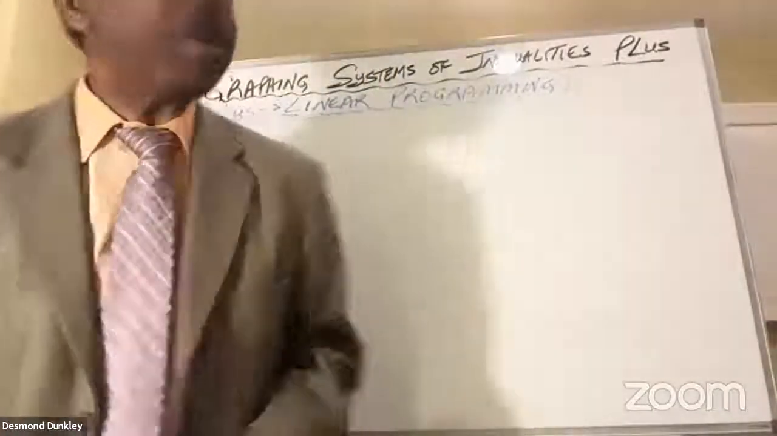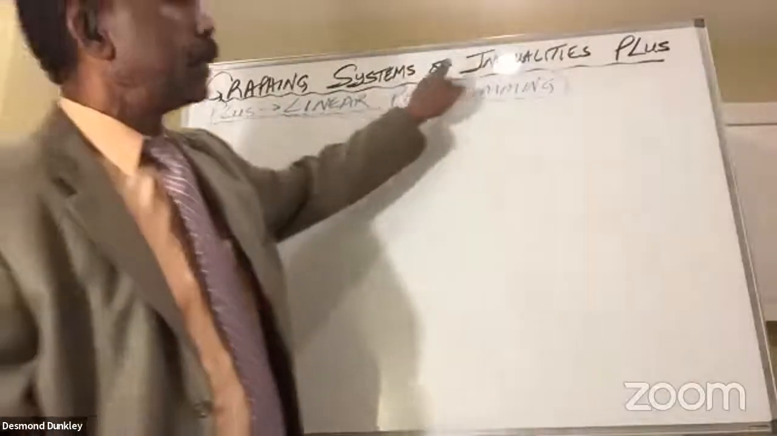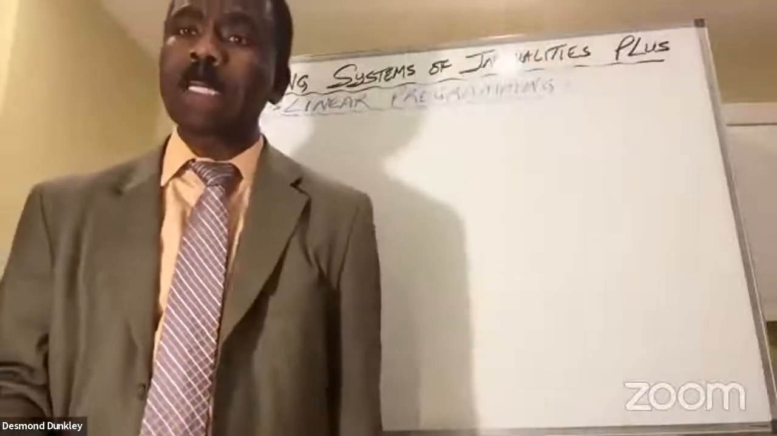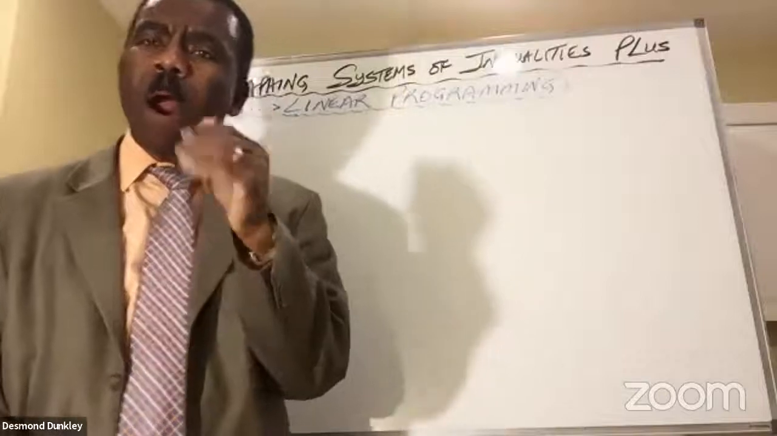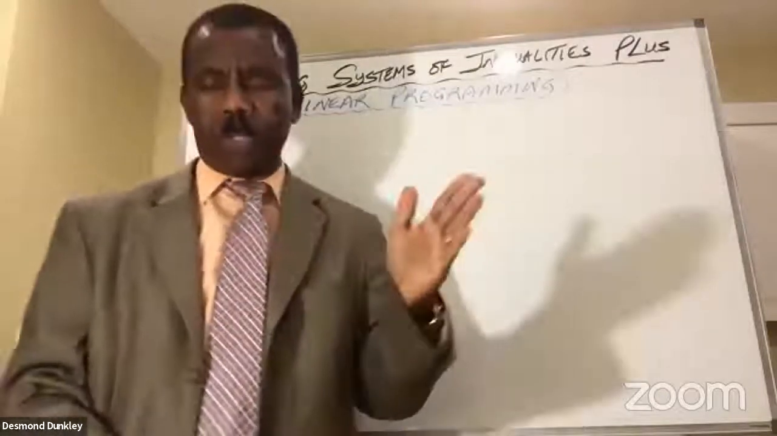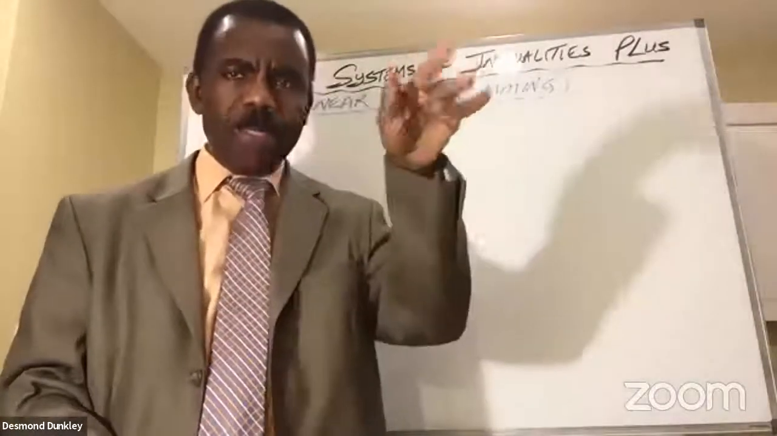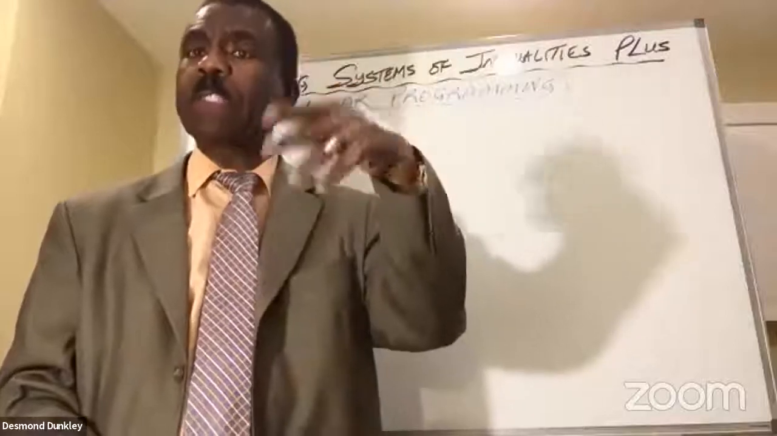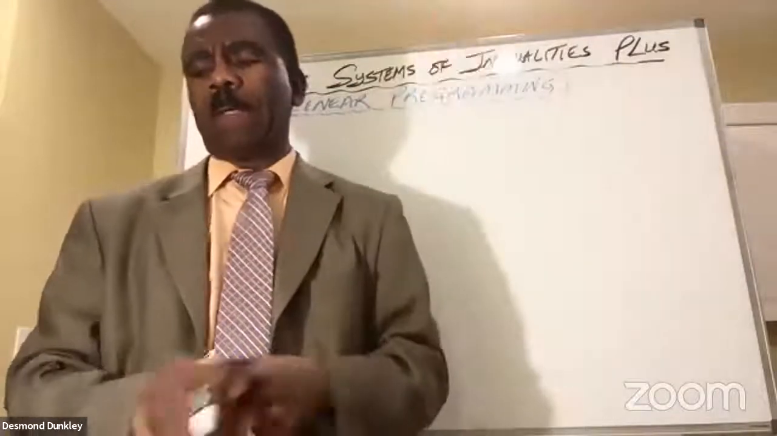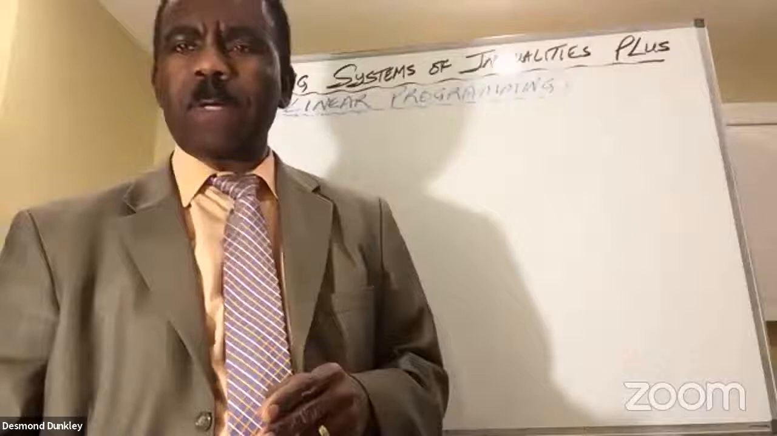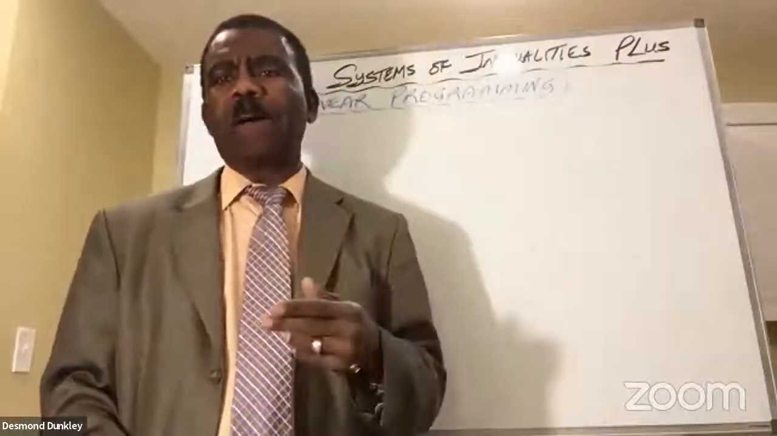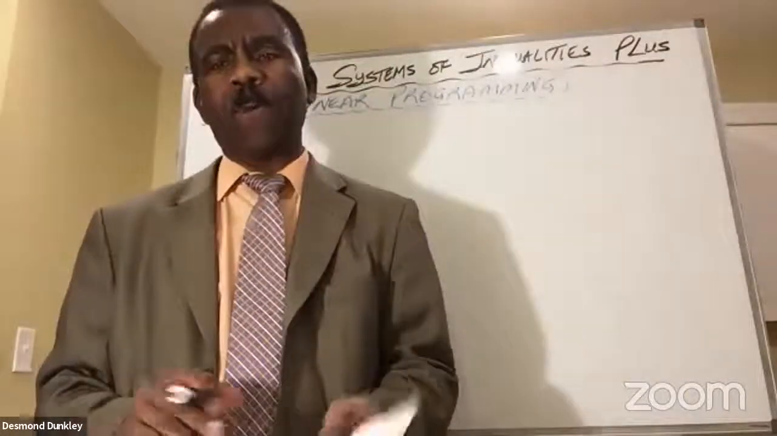Okay, so whenever you see a system of inequalities, a system means that there are multiple conditions. You could have 2 conditions, you could have 3, 4, 5. Today we're going to focus, for the most part, on just 2 different inequalities.